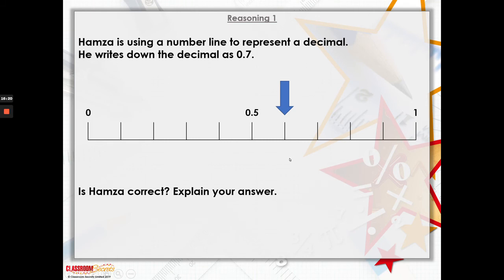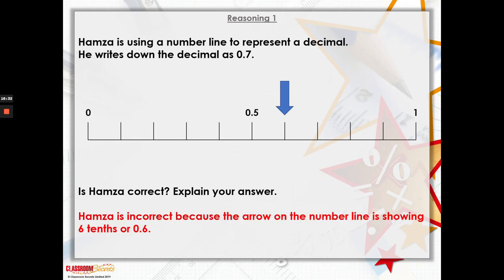Welcome back. Let's find out if Hamza is correct or incorrect. He thinks 0.7 goes there. Well, actually, Hamza is incorrect because the arrow on the number line is showing 0.6. As you notice, there's a 0 there and a 1 at the end, so we're going below 1, and 0.5 is smack bang in the middle. If I count normally on the number line in tenths, it'd be 0, 0.1, 0.2, 0.3, 0.4, 0.5, and that would be 0.6.